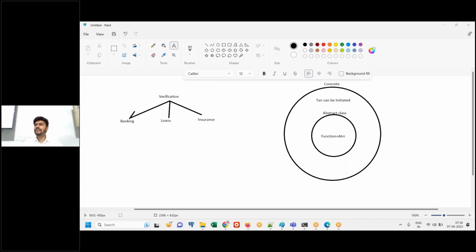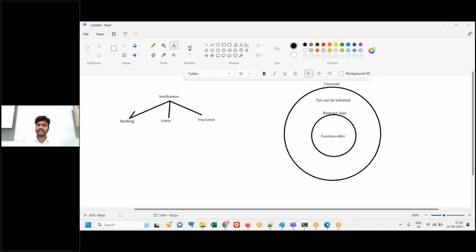Now, how many concrete classes are there? Two. From one concrete class, they removed the feature of transaction initiation, I mean the triggering ability. Then that has become an abstract class. See, I will ask you one question now. Why do we need abstract classes in the business?